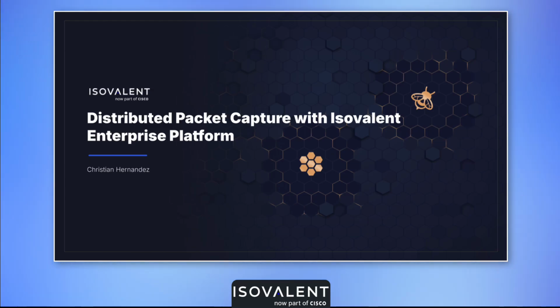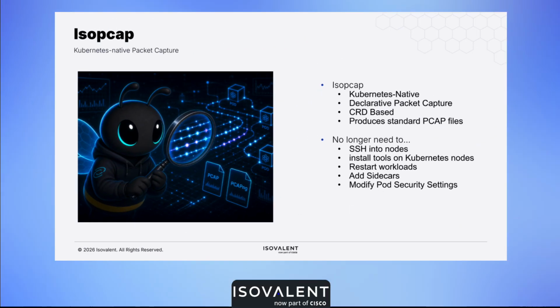In this video, I'm going to be going over how to perform a packet capture with the Isovalent Enterprise platform. Kubernetes tells you something has failed, but what actually happened on the wire? The Isovalent Enterprise platform can help you determine what happened with the feature called Isopcap.